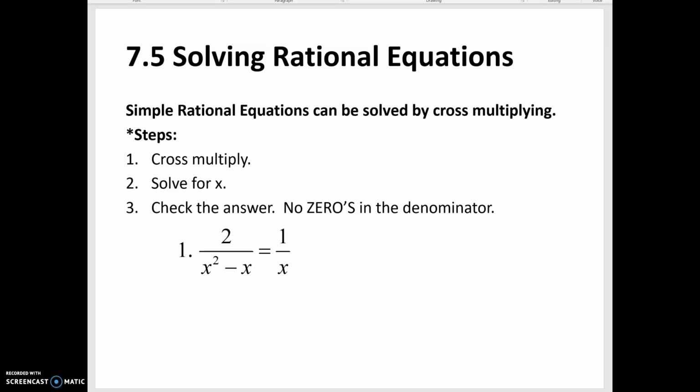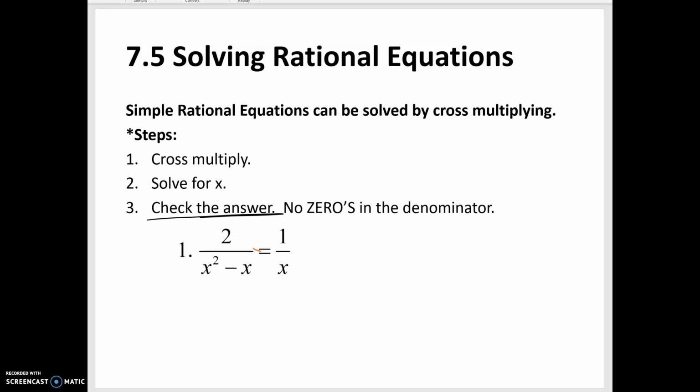We are going into 7.5, which is where we left off before spring break. So welcome back. We're going to solve some rational equations today, and there's a few ways to do it. So we're going to start with some simple rational equations. Our steps, we're going to cross multiply, we're going to solve for x, and we're going to definitely check our answers to make sure that no zeros are happening in the denominator.